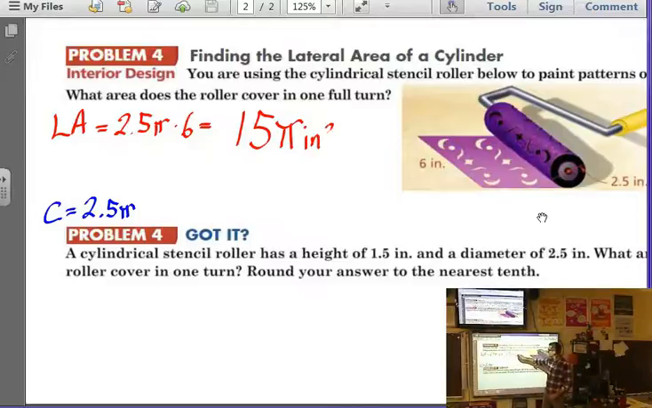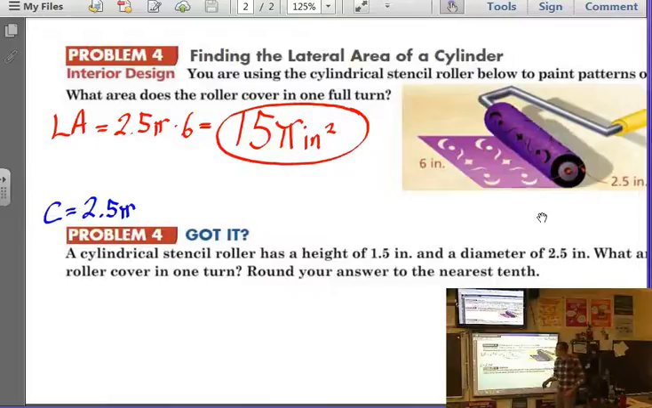Inches squared. All right. But it doesn't say if it has to be in terms of pi or if it has to be in any other form. So in that case, I'd accept either, 15 pi or 47. We could say approximately it's 45-ish inches squared. It would be a little bit more, since pi is a little bit over 3.